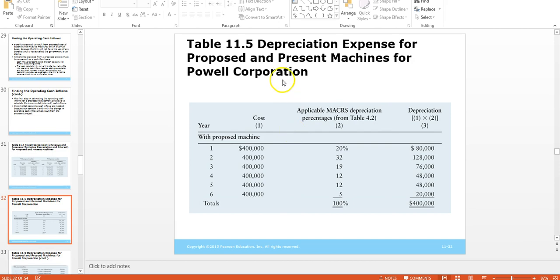All right, now we got to look at the depreciation on the proposed and the present machine. So here's the depreciation on the proposed machine. This is what it's going to cost, and here's the MACRS depreciation table. Look in your book at chapter 4, table 4.2. And we're just multiplying these two columns together to get the depreciation. And after 5.5 years, it is fully depreciated. So this is the proposed machine.